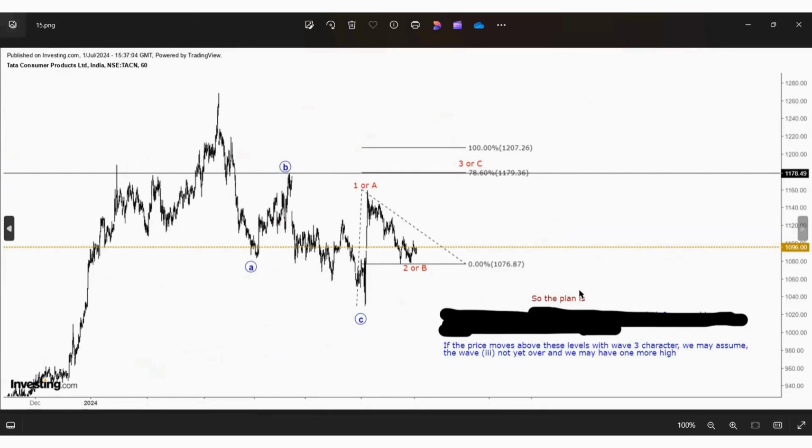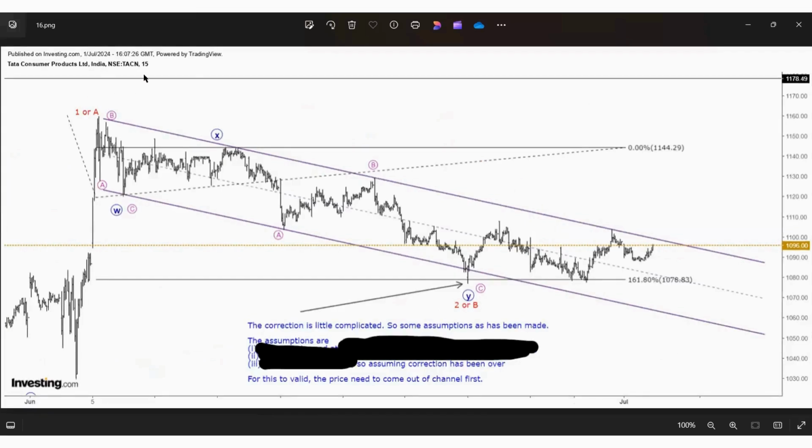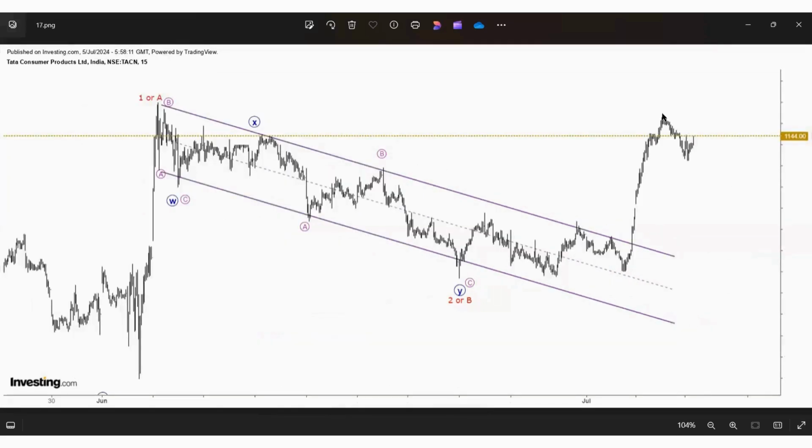Okay, he asked for a shorter term view also. So I moved to even 15 minutes. This is the 15 minutes chart on 1st July. See, I'm saying the correction has been over. The correction is a little complicated, so some assumptions have been made. The assumptions I hide for a reason. So what I'm saying is, assuming the correction has been over, for this to be valid the price needs to come out of the channel first. Okay, WXY and ABC. So what happened next? See, this is what happened. So this is a step-by-step approach.